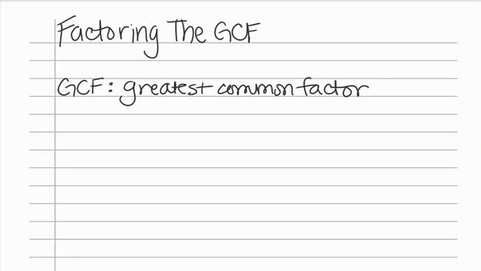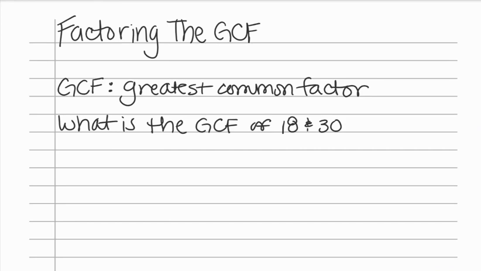Now there are many different ways that you can determine your GCF. You can go through and list all of your factors. The most efficient way is to find the prime factors of each of our numbers. So let's just jump into an example. What is the GCF of 18 and 30?